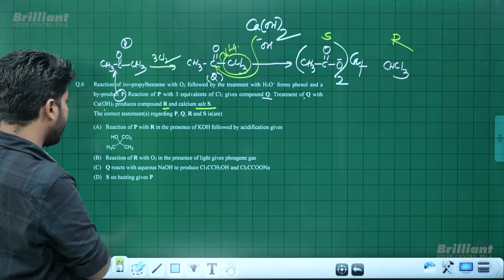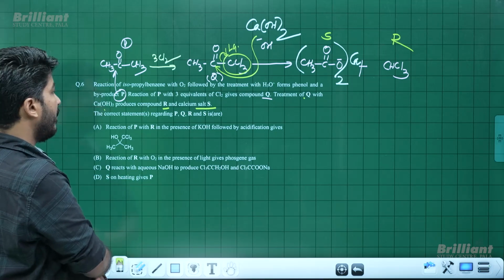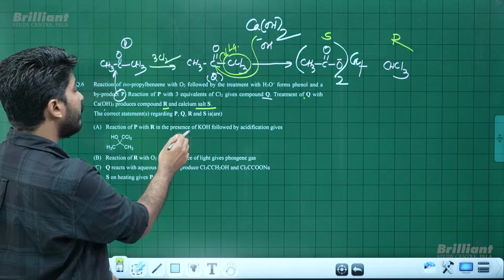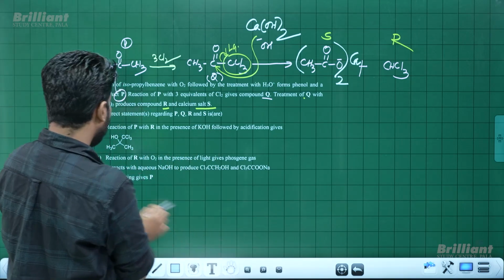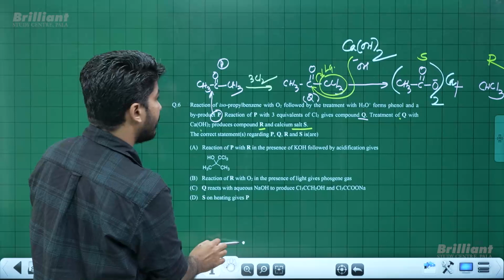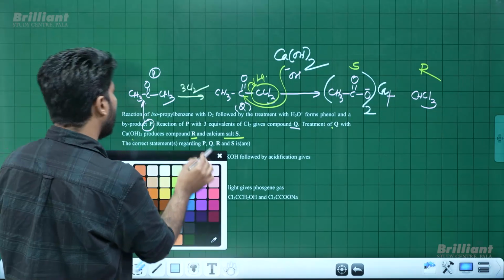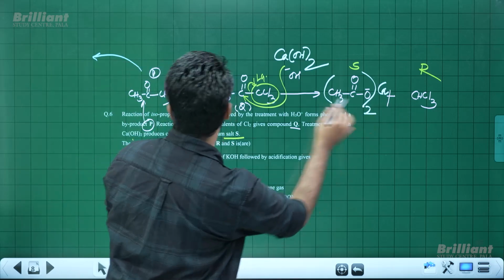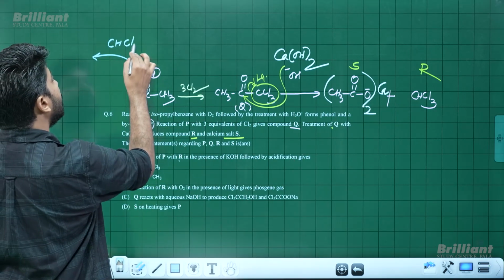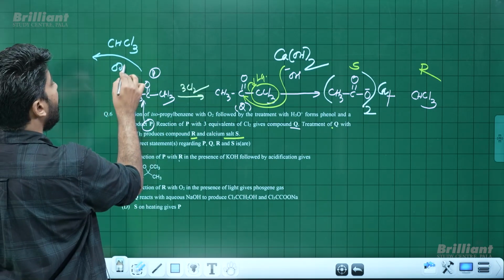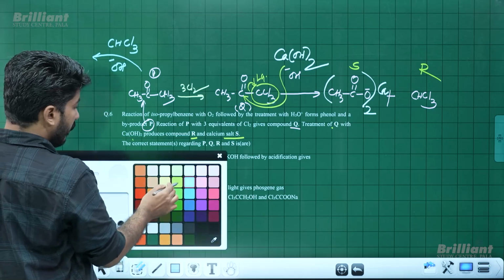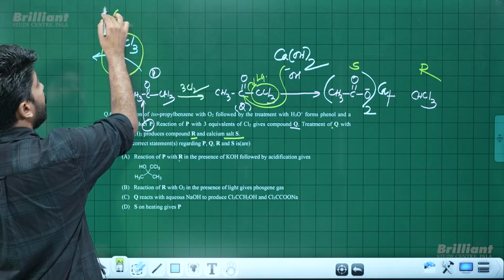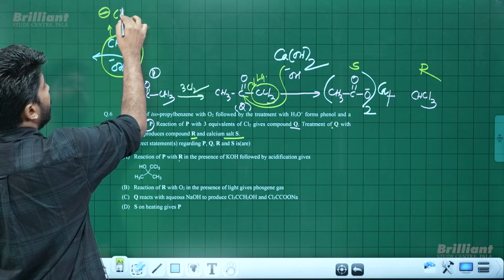Now let's go to the options and find out the correct statements, regarding P, Q, R and S. Reaction of P with R in the presence of KOH followed by acidification gives this particular compound. Let's check. P was acetone. Okay, so P is treated with R. R is chloroform. So chloroform in alkaline medium, right? You know that in chloroform the hydrogen is considerably acidic. It's as acidic as water.